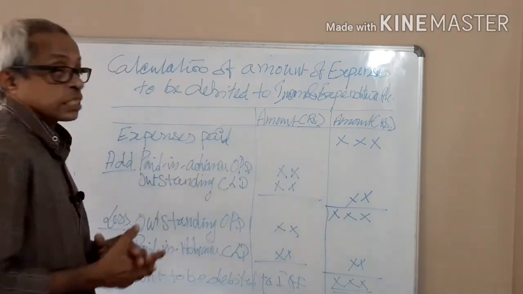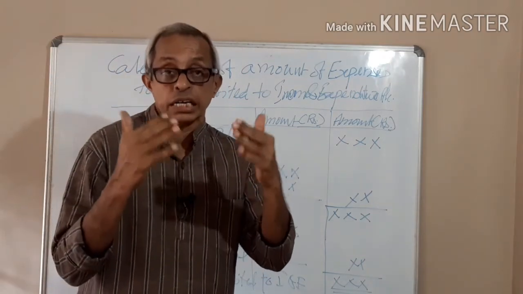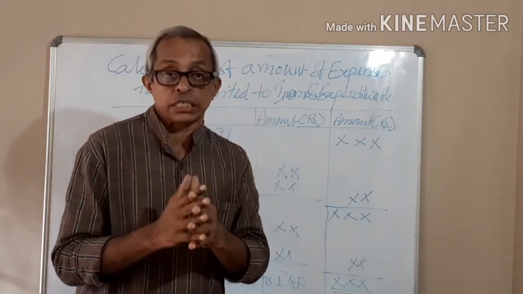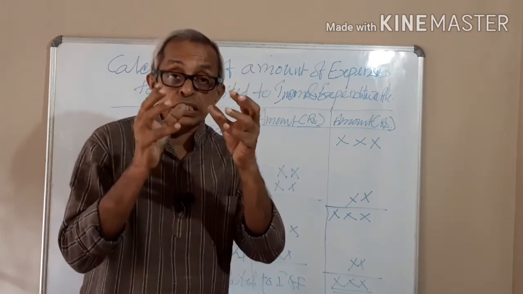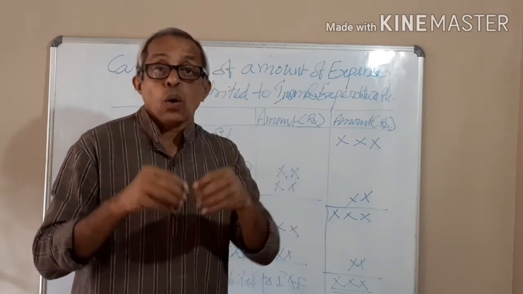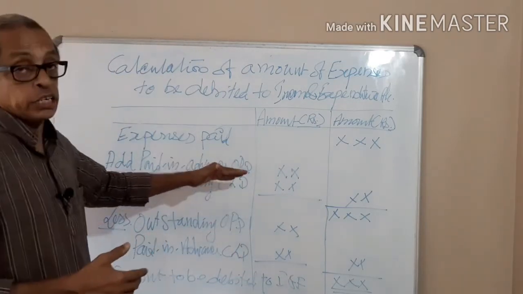And the next is outstanding expenses during the current year. That is closing date outstanding expenses. The expenses due but not paid during the current year on the closing date. That amount should also be added.